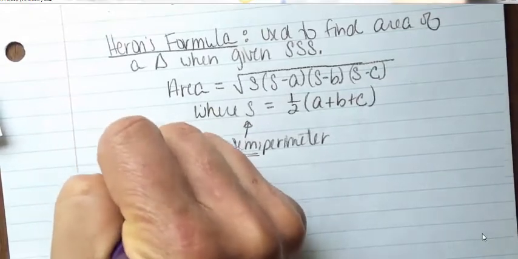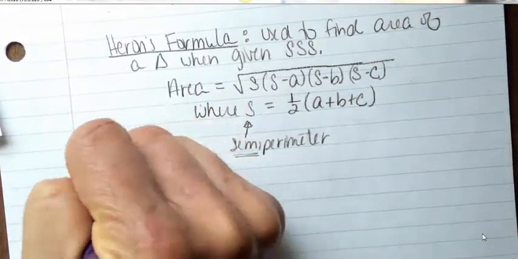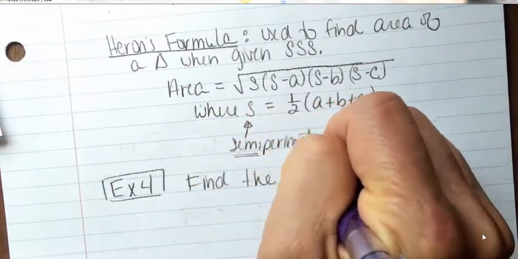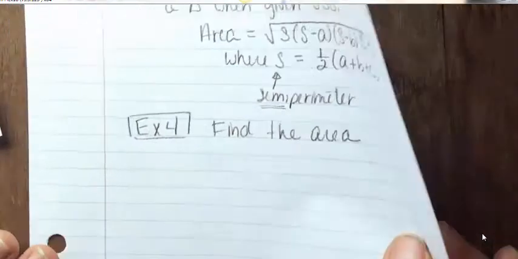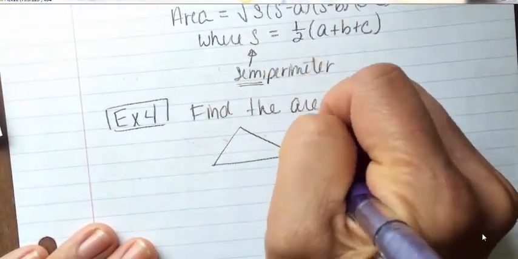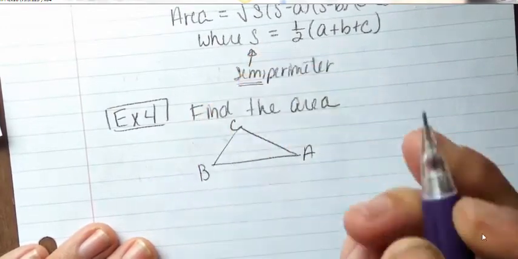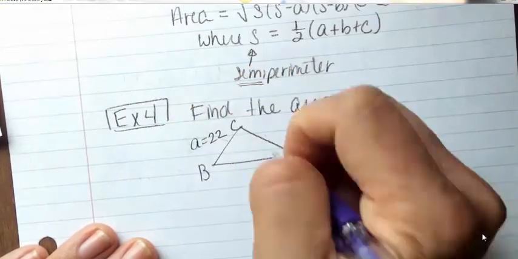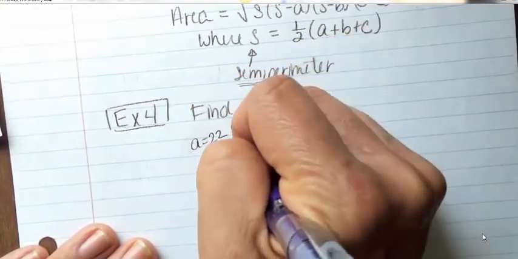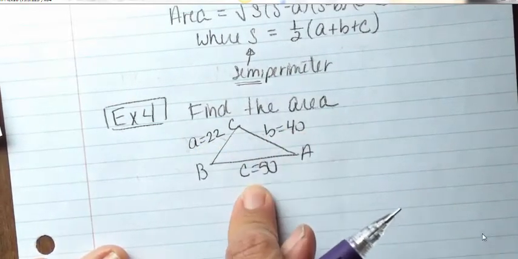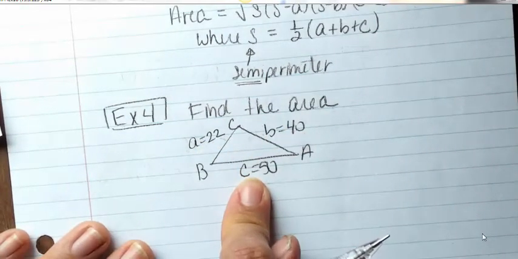So example 4, find the area of this triangle right here. So A, B, C. A is equal to 22, B is equal to 40, and C is equal to 50. So notice I'm given side, side, side. So then I know that I can use Heron's formula.